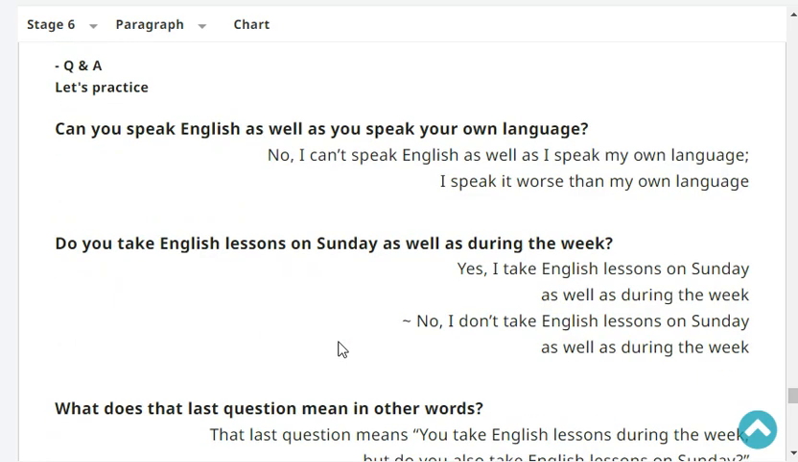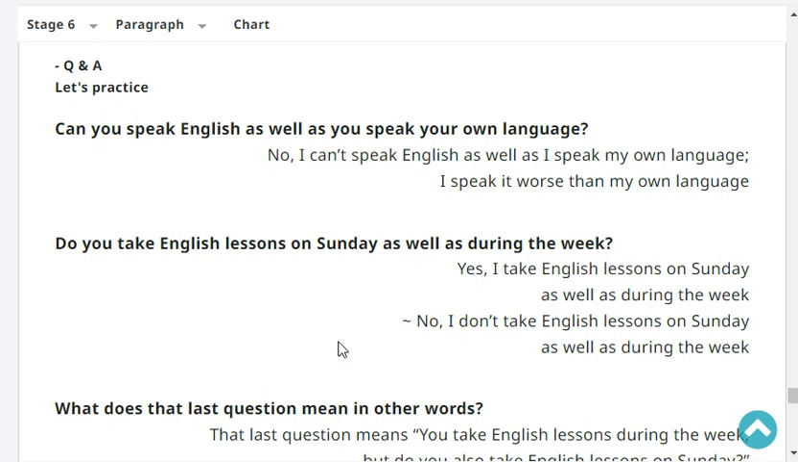Let's practice. Can you speak English as well as you speak your own language? No, I can't speak English as well as I speak my own language. I speak it worse than my own language.